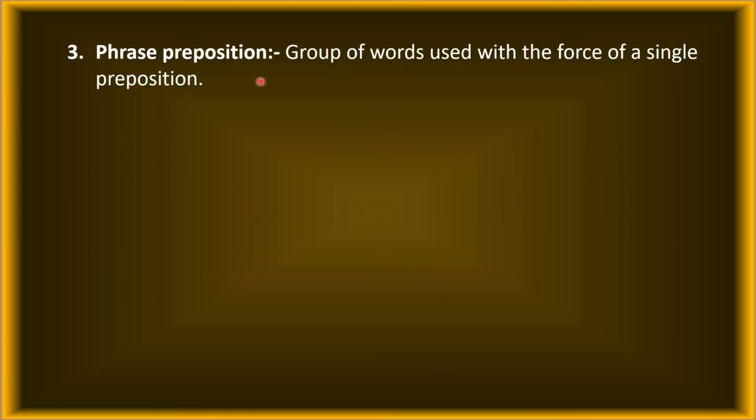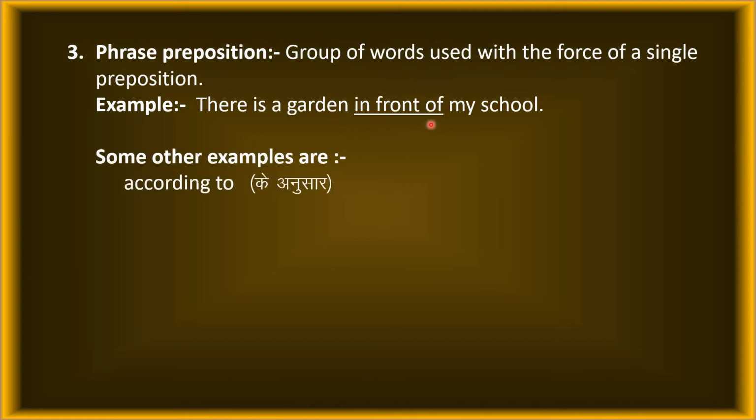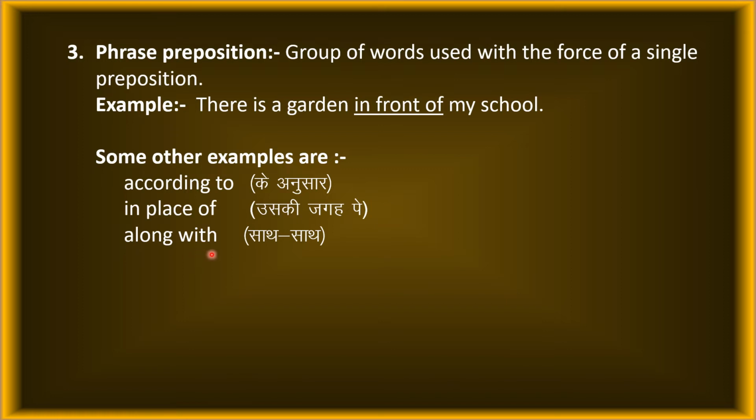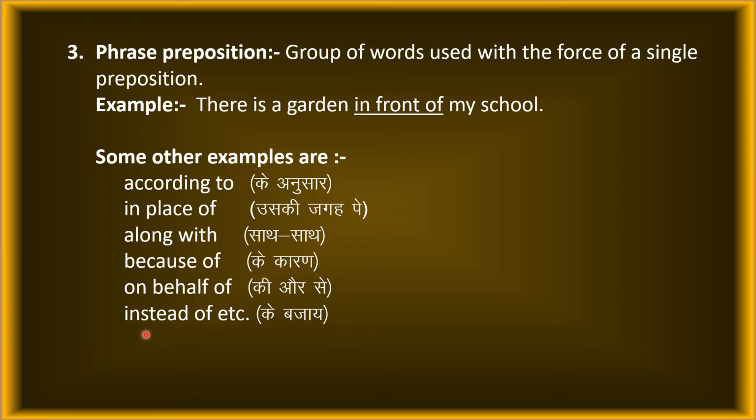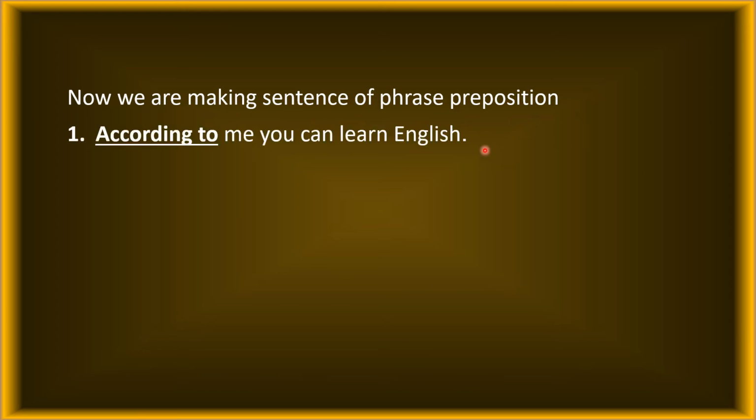Phrase preposition. Group of words used with the force of a single preposition. Example: there is a garden in front of my school. Here we are using, students, the group of words in front of. Some other examples are according to, in place of, along with, because of, on behalf of, instead of, etc. Now we are making sentences of phrase preposition.